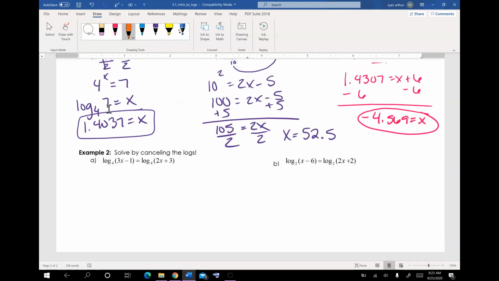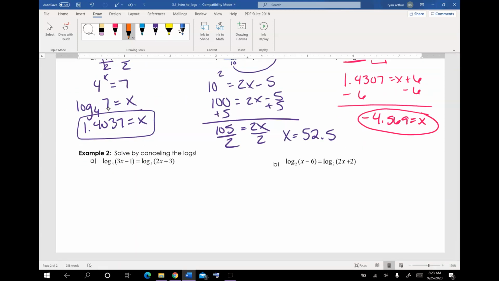Okay? So when I scroll down here, if you look here, see how I have log to the 4th equals log to the 4th. They're both by themselves, okay? That's what I'm talking about, singular. Like it can't have like a +3 over here, okay? Everything has to be inside the log, all right? We can cancel these logs out, and I can say 3x minus 1 is equal to 2x plus 3, okay? And solve like you did in Math 1.